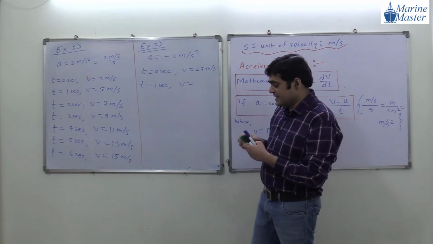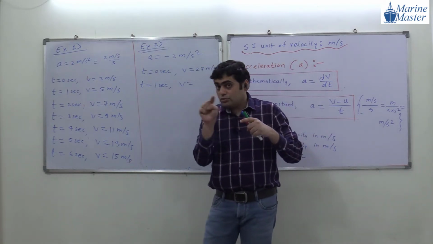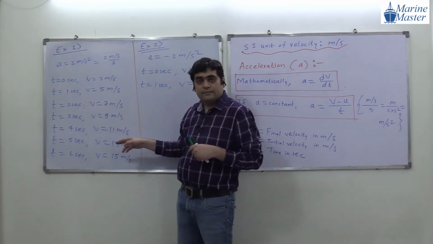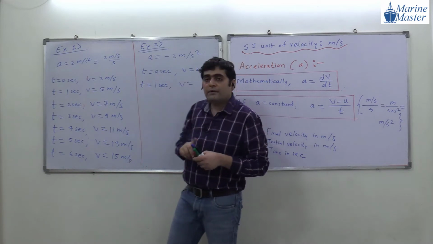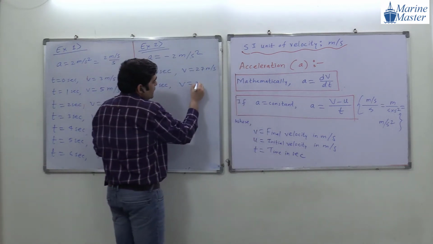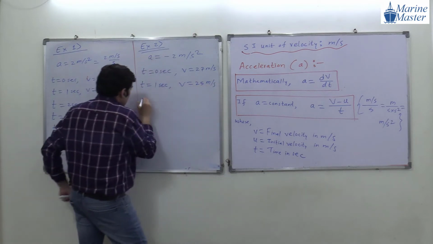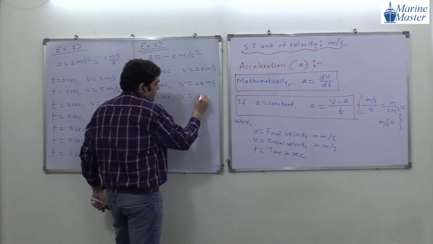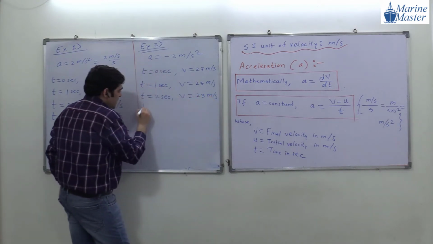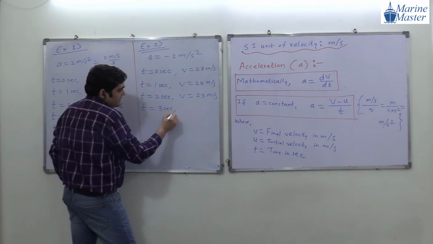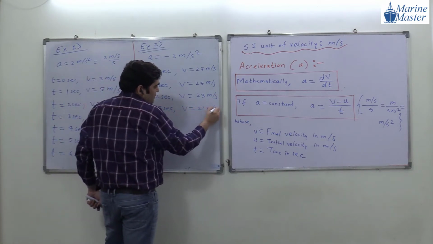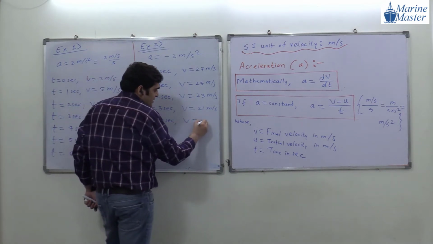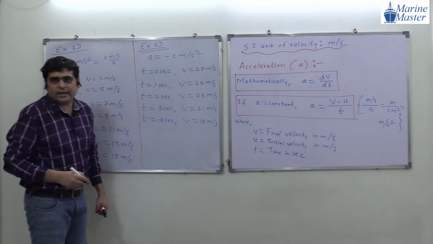25, because here see the scenario, it is minus 2. If it were plus 2 the velocity would increase, but minus 2 means our new velocity will become 25 meter per second. If time is 2 seconds, the velocity will be 23 meter per second. If time is 3 seconds, 21 meter per second. If time is 4 seconds, 19 meter per second. Guys, are you getting my point?